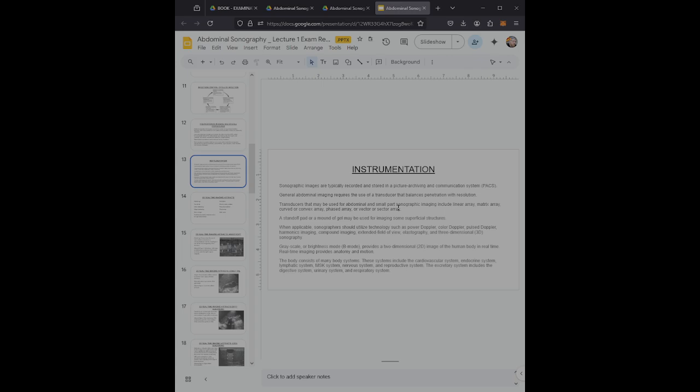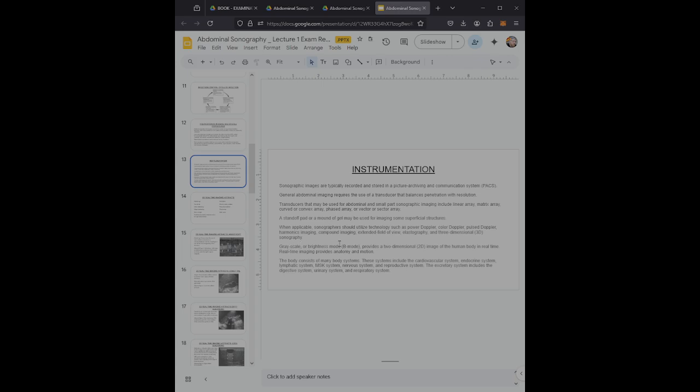A standoff pad or a mound of gel may be used for performing some examinations, such as if we're looking for splinters or for an object below the skin surface. We would use a lower frequency curved array transducer. When applicable, we can use power Doppler, color Doppler, and pulsed Doppler. We can use harmonics imaging, compound imaging, extended field of view, elastography, and three-dimensional sonography.